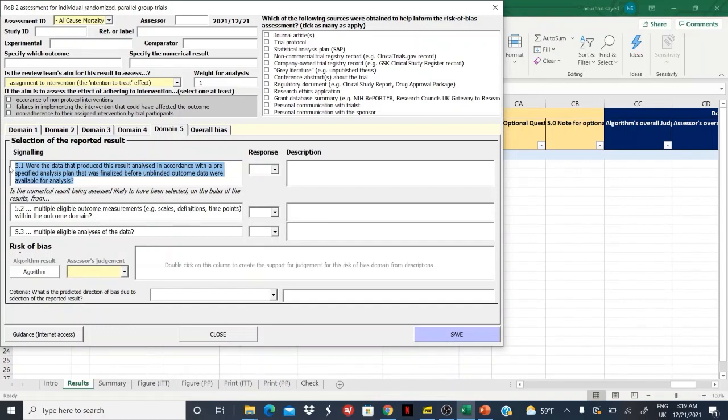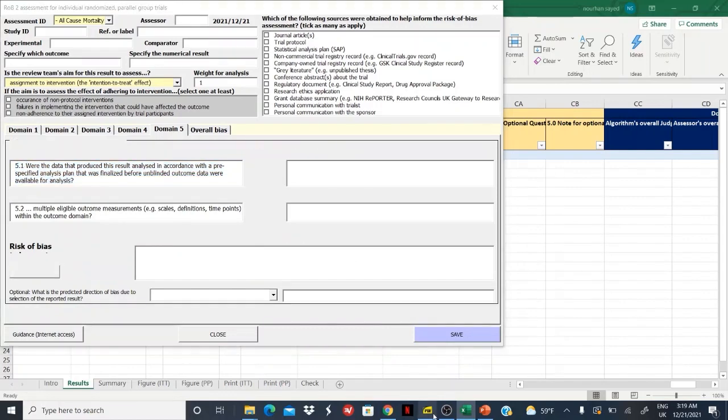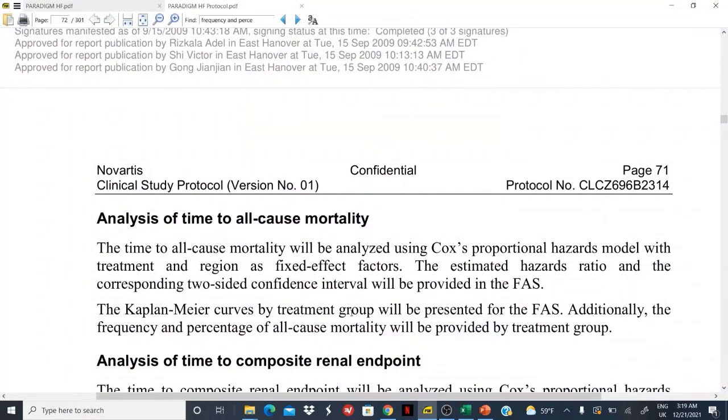Now, to check this, we're going to have to go over to the protocol, which is freely available, and we're going to see under the statistical analysis section that they do have a pre-specified analysis of all-cause mortality. And they specify how it's going to be analyzed, and we see that they have already said that they'd use a proportional hazards model, that is a model which will produce a hazard ratio, and that they would present their Kaplan-Meier curves, and that they would report the frequency and percentages. And they do all of that in the primary study PDF.